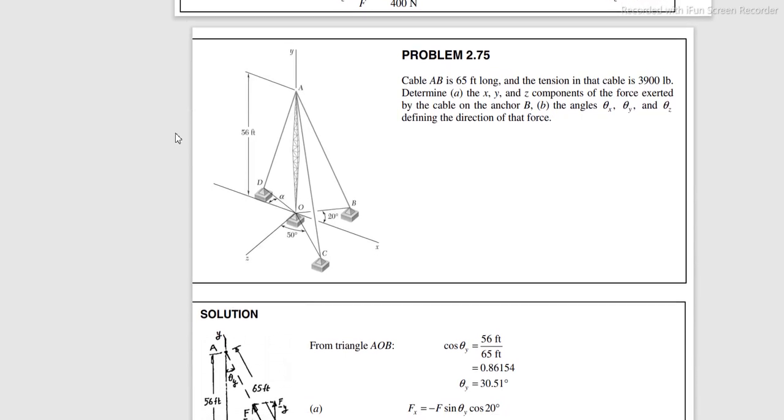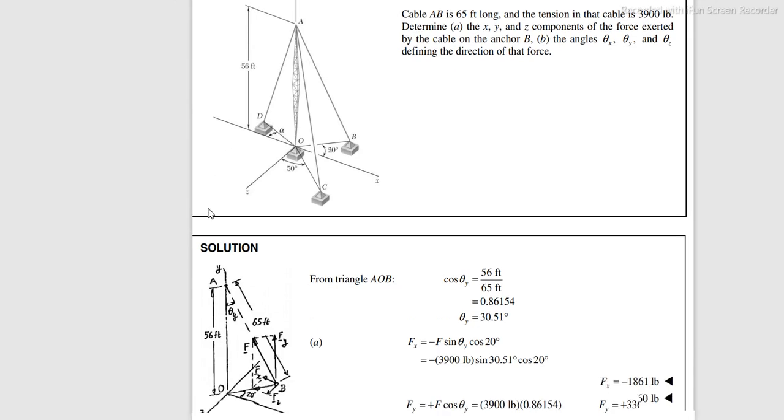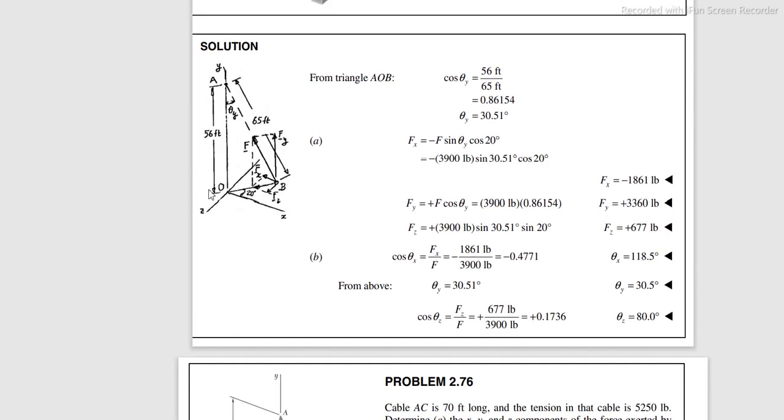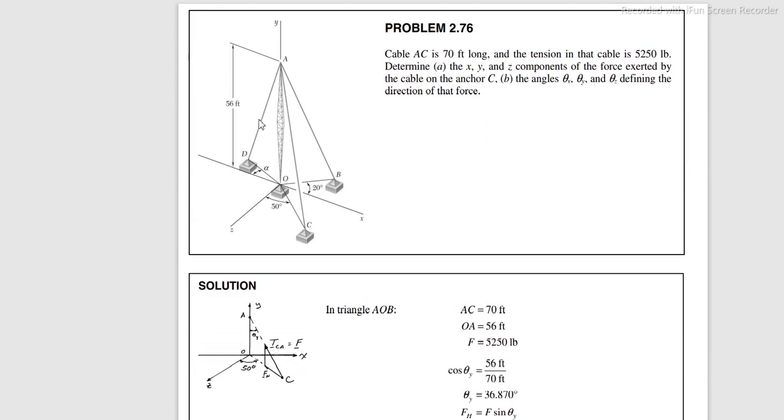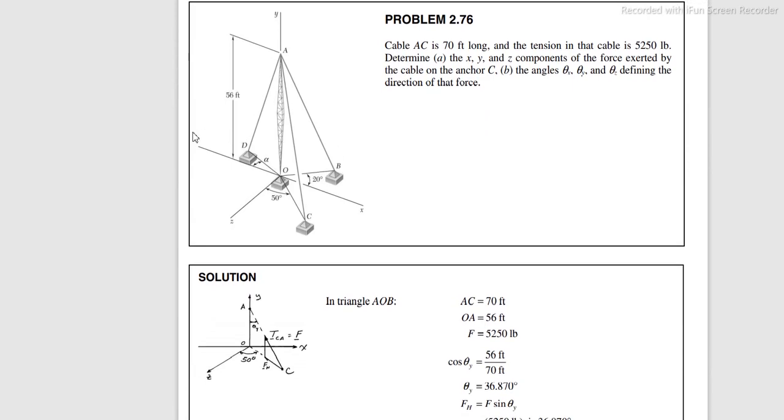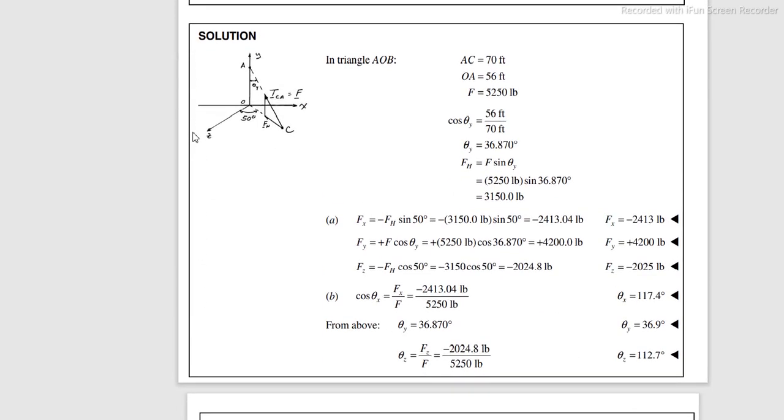cable AB is 65 feet long and the tension in that cable is 3900 lb. Determine the x, y, z components of the force exerted by the cable on the anchor B, and the angles theta x, theta y, and theta z defining the direction of that force. The solution is the free body diagram, and all the components are solved. Next problem 2.76, the same problem, and the solution is here.